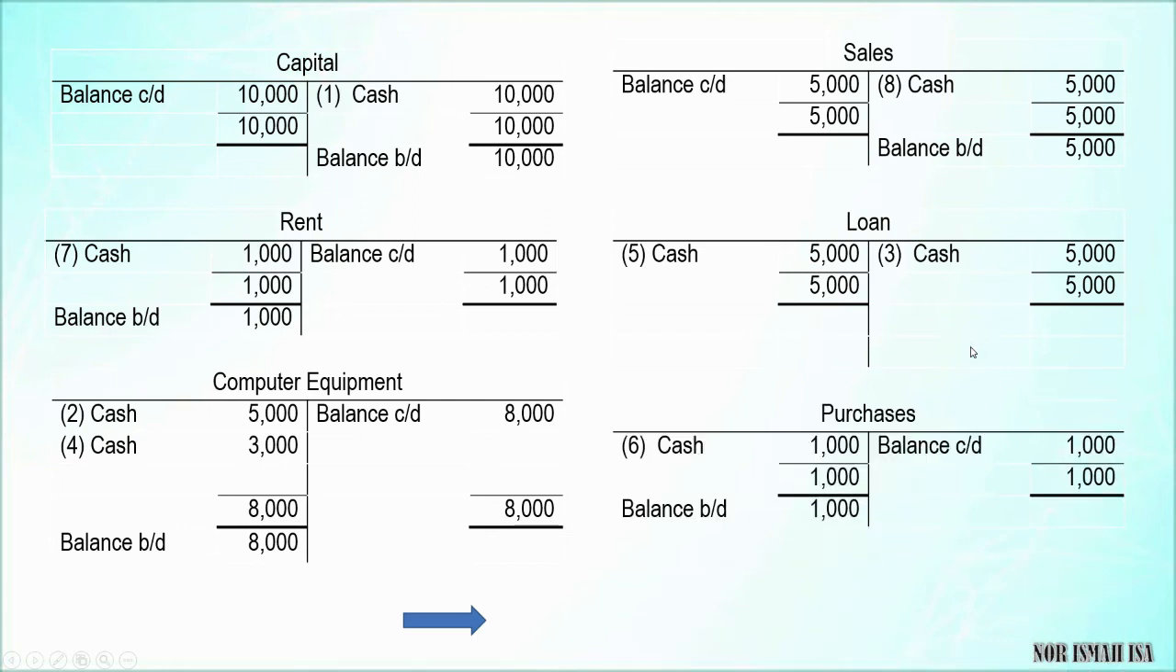For the loan, you can see that this is the amount equal in debit credit side, so there is no balance. For purchases increase in debit side, so the closing balance is at debit side. So this is closing balance at the end of the month. The next month it becomes the opening balance for the next month.